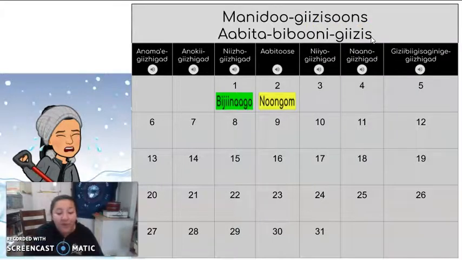Namazanakizon nungum. I'm not going to use my hands today for any gestures because these are months. This is talking about two different ways to say December in Ojibwe. So I have pictures for you to help you remember how to say them.